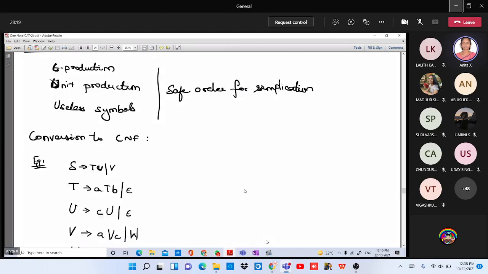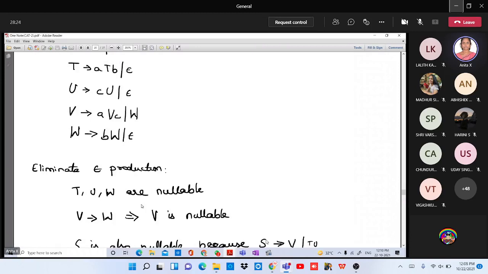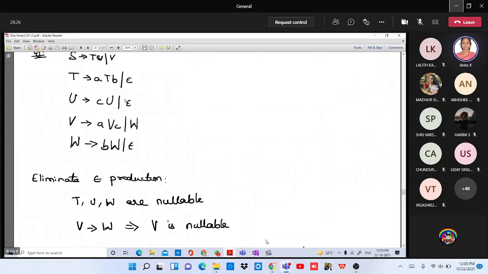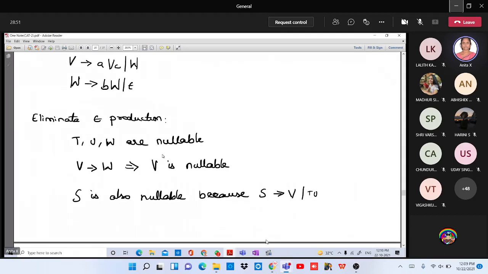So what is epsilon production? Here, T derives epsilon, U derives epsilon, W derives epsilon, right? So T, U, W are nullable. V derives W, so V is also nullable. And S derives B, so S is also nullable. So here all the non-terminals are nullable, so we have to address this.